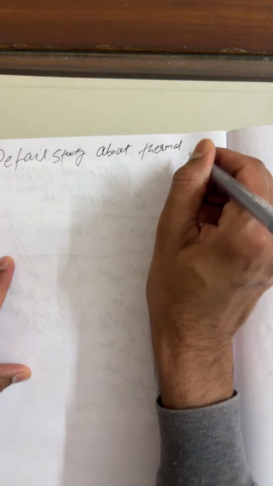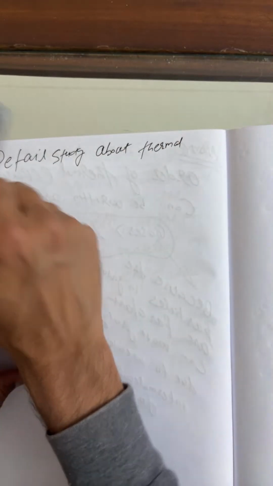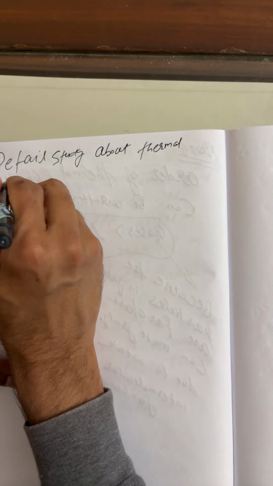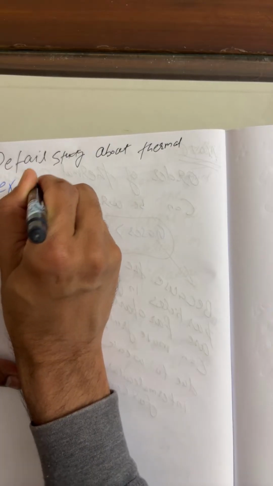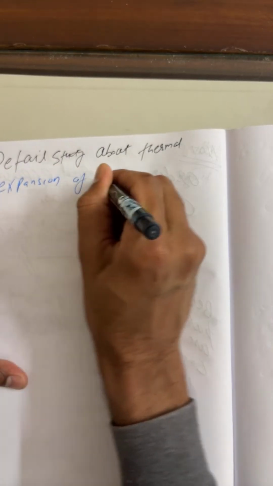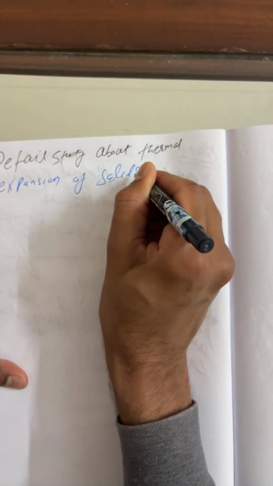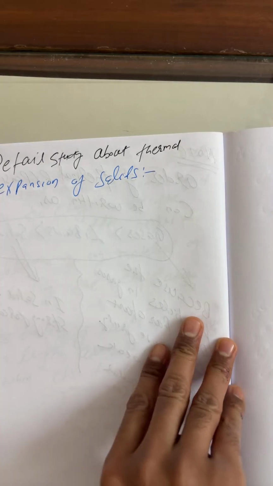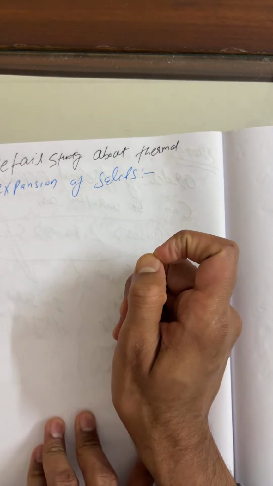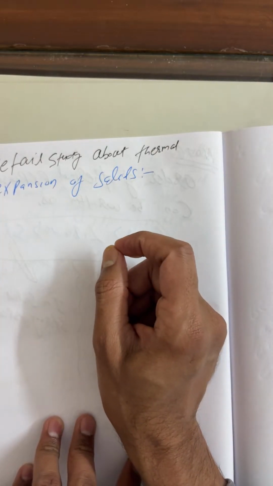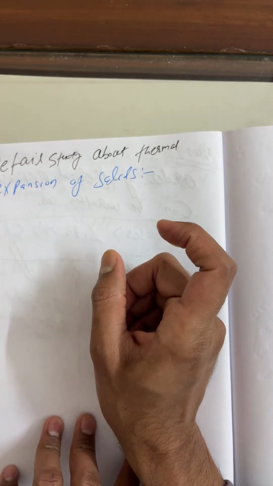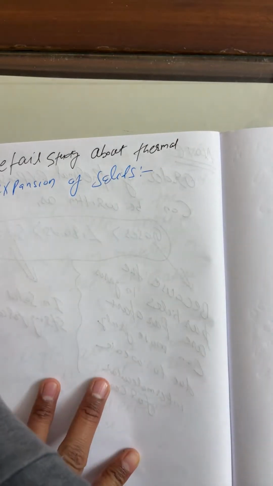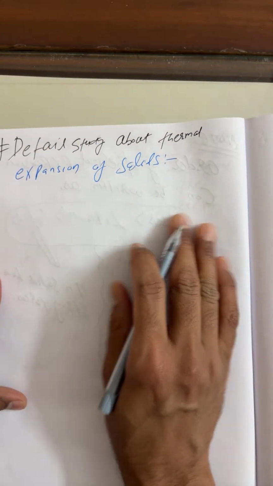Detailed study about thermal expansion of solids. This is thermal expansion of solids. Now, beta, before we start with this topic, thermal expansion of solids is different for isotropic and anisotropic material. Beta, note down, start with me.